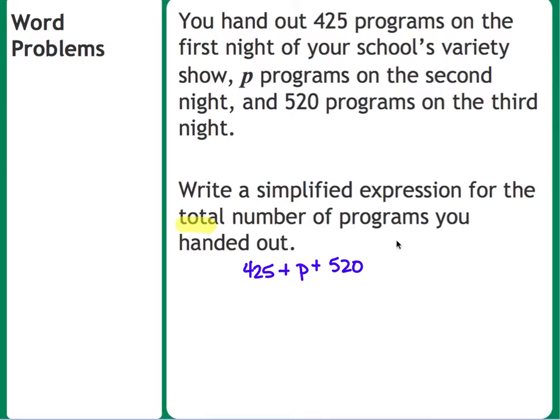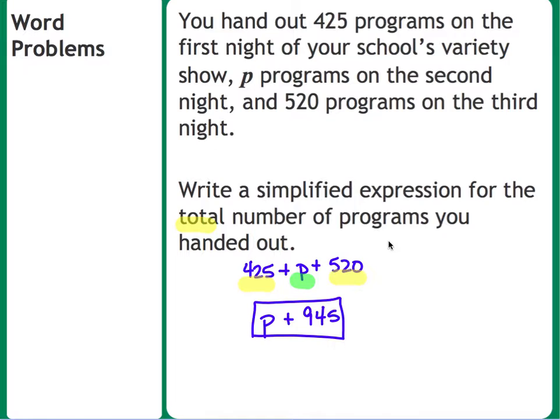Now remember, we can combine some of these terms so that it is simplified. Remember, we can only combine constants with constants and coefficients with coefficients. So we can combine these two constants, but we have nothing to combine with the term with the variable p, because there's no other terms with p and a coefficient. So the simplified expression is p plus 945, and we're done. That is our simplified expression.